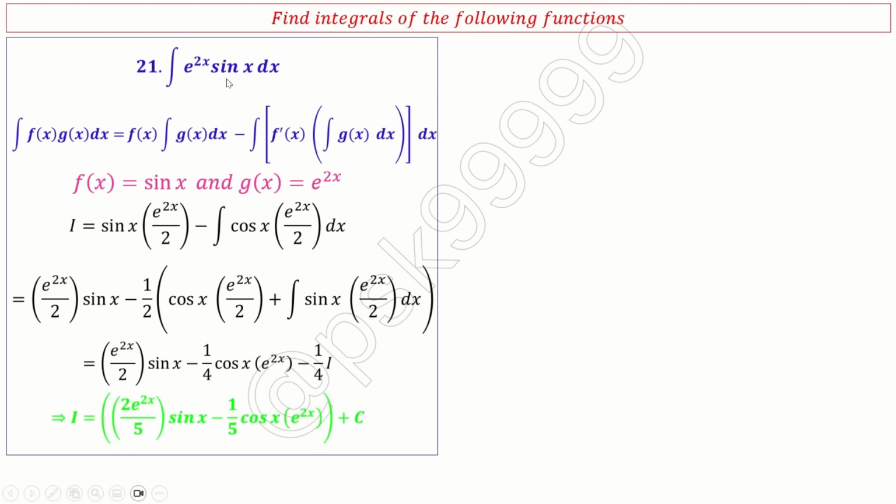This problem you should do yourself. It is an important one. Sometimes you get cyclical integrations, and this is how you solve them. This is a simple algebraic method actually. Okay, next.